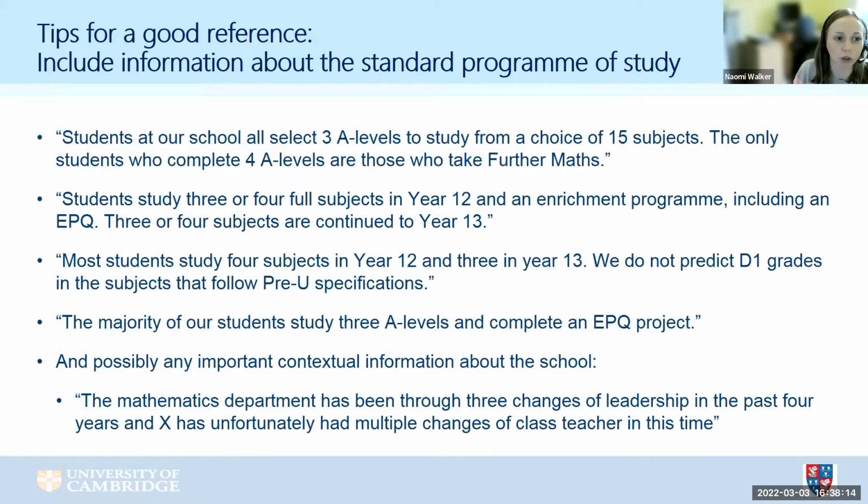Students at our school all select 3 A-levels to study from a choice of 15 subjects. The only students who complete 4 A-levels are those who take further maths. So that's quite a good example there. It tells us that 3 A-levels is standard. So if a student's taking 3 A-levels, that's normal for the school. That's what we expect.